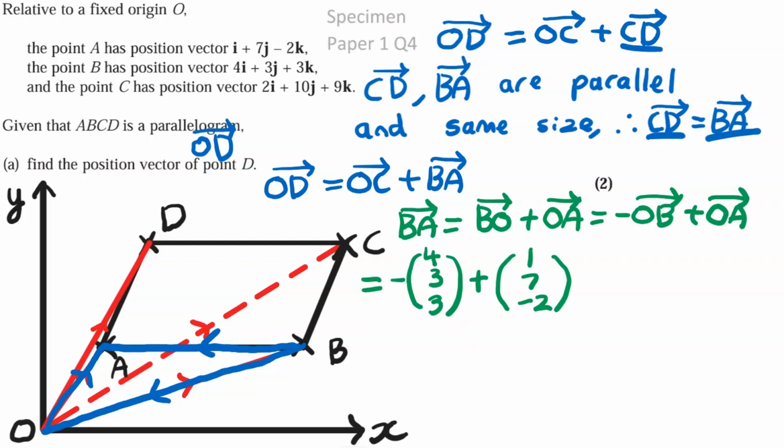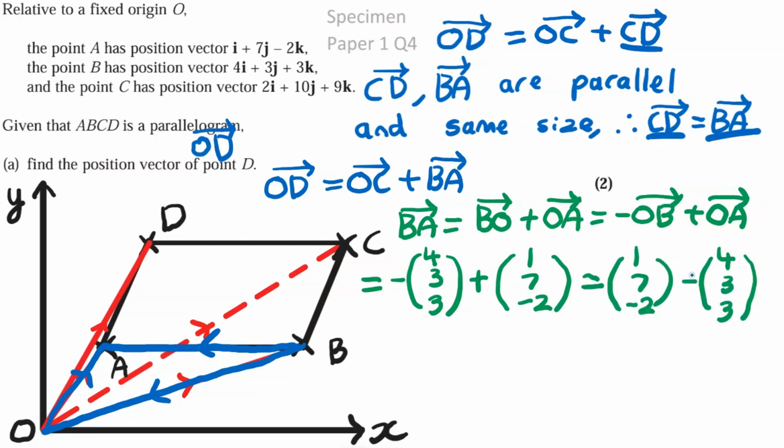As I've talked about before, when you're adding and subtracting vectors, I think it's easier to convert it into the column format. So I've just converted these two vectors into the column format. So we've got (-4, 3, 3) plus (1, 7, -2). As I talked about before, I'm going to swap these two vectors around to put the minus in between them like this here.